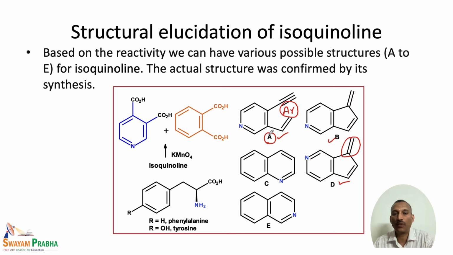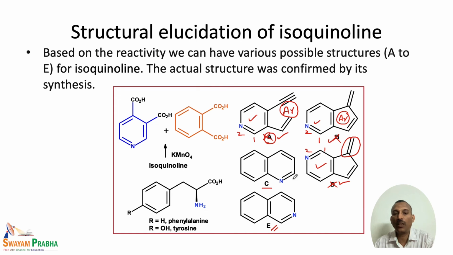So, in other words, structures A, B and D are not probable structures for isoquinoline, because they do not have the required aromatic ring system, but they do have the pyridine-like system. Here is a pyridine unit, here is another pyridine unit, and this also has a pyridine unit, and in all these places the nitrogen is at the 2 position. Although the pyridine ring is present the right way, the second aromatic ring is not present. So, we can completely rule out structures A, B and D for isoquinoline. Now, we are left with only two structures, C and E.